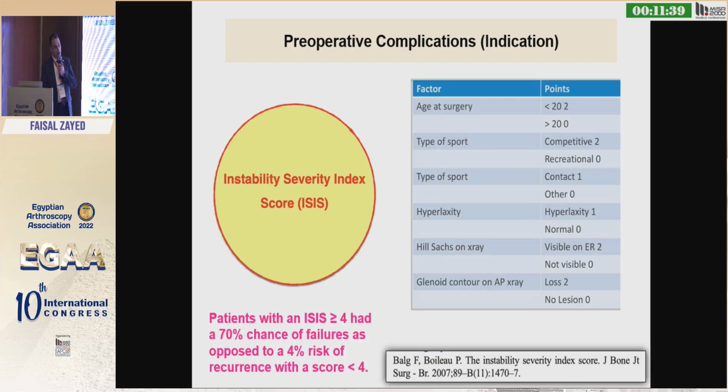Also, the ISIS score is very important. As Balg and Boileau said, patients with an ISIS score of more than 4 had a 70% chance of failure, while patients with a score of less than 4 have a lower incidence of post-operative complications.